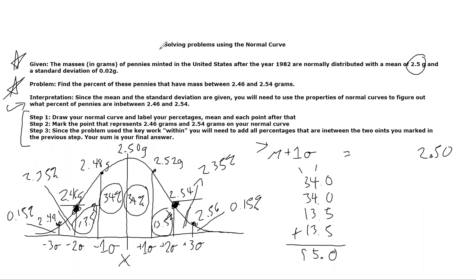If I add up all those, I end up with 95% as my answer. And that's it. The answer to my question, find the percent of pennies that have a mass between 2.46 and 2.54 grams: 95% of all pennies minted in the United States after the year 1982 are going to have a mass between 2.46 grams and 2.54 grams. And that's pretty much what you're doing.